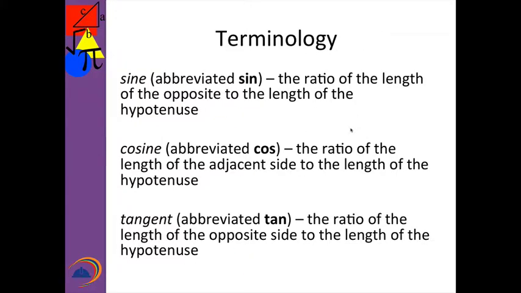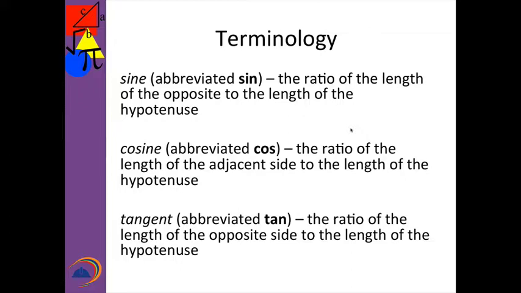All right, so on your note taker, you will have vocabulary squares to fill in. So sine, it's spelled S-I-N-E. It's abbreviated S-I-N, but we don't say sin in math, we say sine. It's the ratio of the length of the opposite to the length of the hypotenuse. Cosine is abbreviated COS, and it's the ratio of the length of the adjacent side to the length of the hypotenuse. And tangent is abbreviated TAN. We don't say tan or cos or sin. We say their full names. Tangent is the ratio of the length of the opposite side to the length of the hypotenuse.